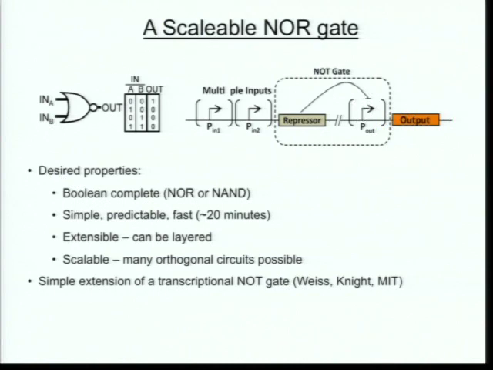This is a very simple extension from the NOT gate that I showed earlier, where what we have are two promoters in series. And those two promoters act like an OR gate. So if either promoter is on, you get transcription. It turns on a repressor, which then turns off an output promoter. So if either of the inputs are on, or both are on, the repressor is produced and the output is off. And so this is the NOR function. It's very simple. It works very well.